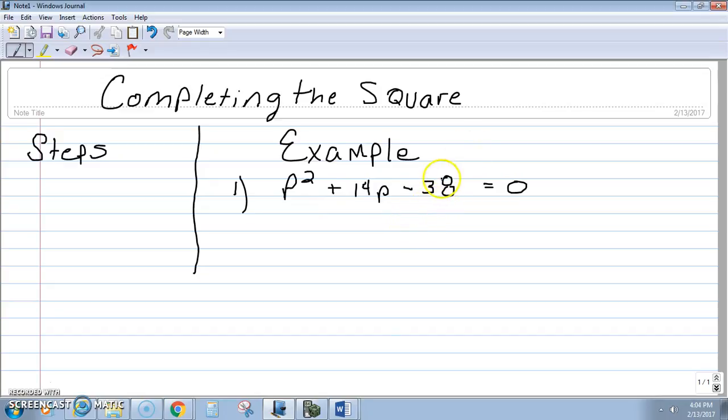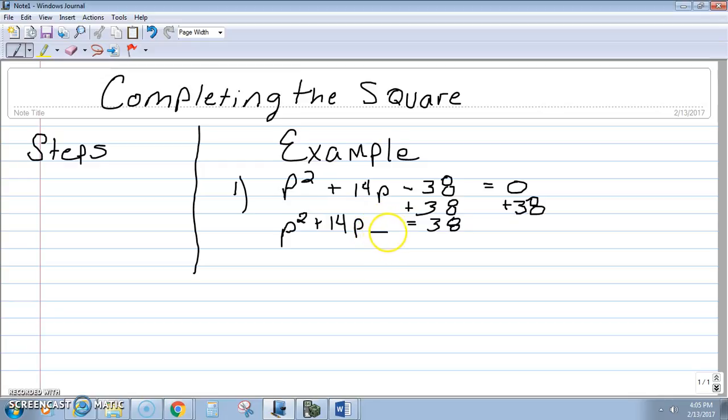There's actually two different ways to do this. The first way is we take this negative 38 and we move it to the other side. So let's do that, so that we only have the first term and the second term on one side. Okay, so we're going to add 38 and add 38. So if you want to write down that step, step 1, we get the c term to the other side, right? So then we have p squared plus 14p equals 38.